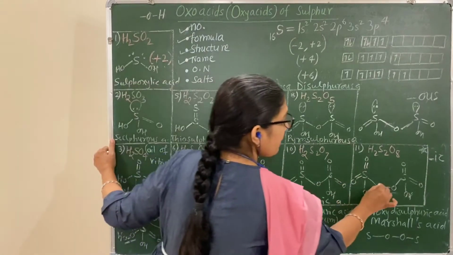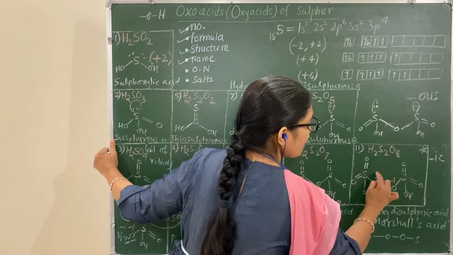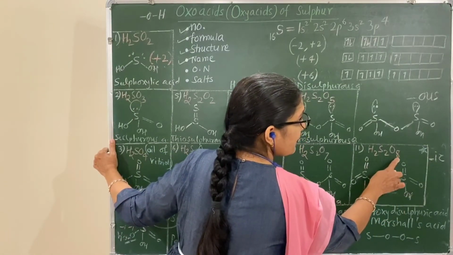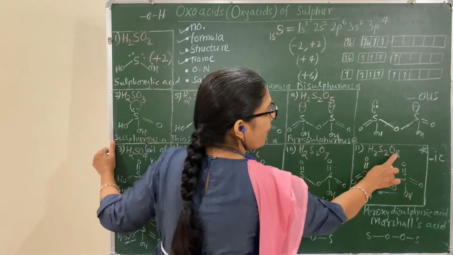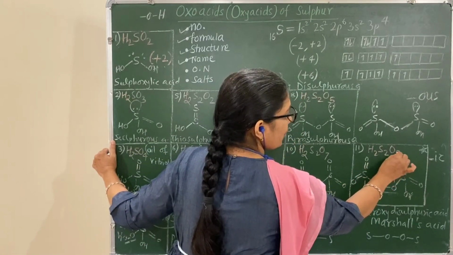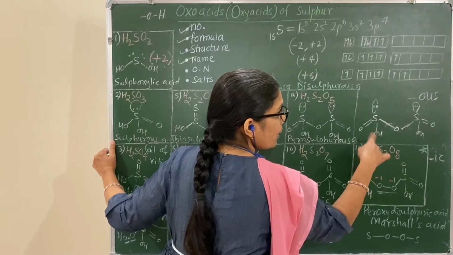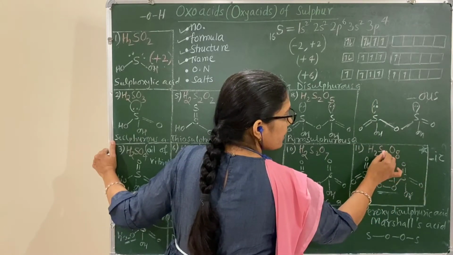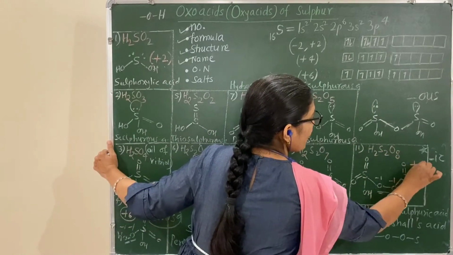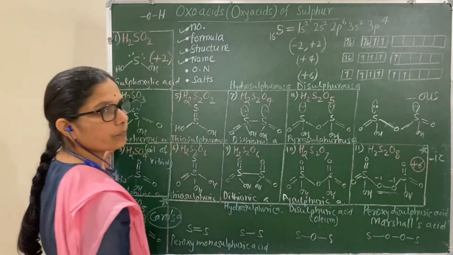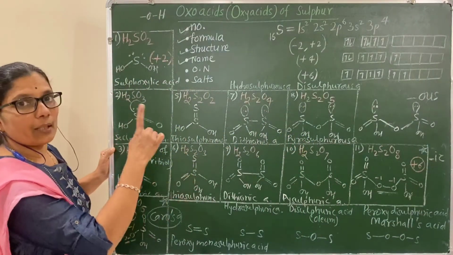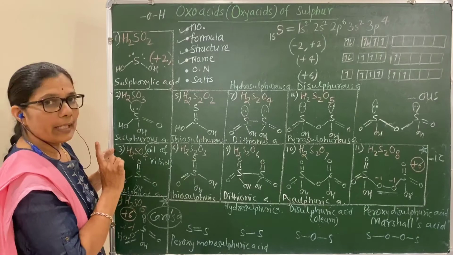Similarly, here, this is minus 1, this is minus 1, therefore together they count as minus 2. Therefore, for simplification, consider minus 7 oxygen, therefore minus 14 plus 2 is minus 12, that is plus 6 here. The oxidation number is plus 6 here. The remaining you can calculate.